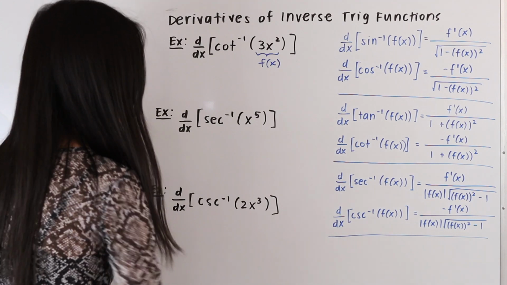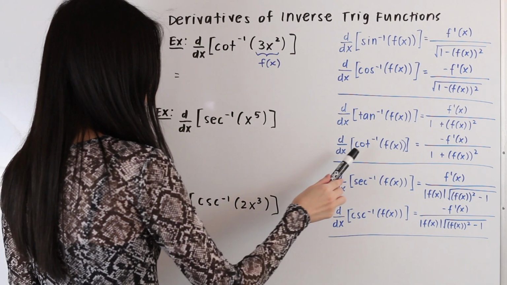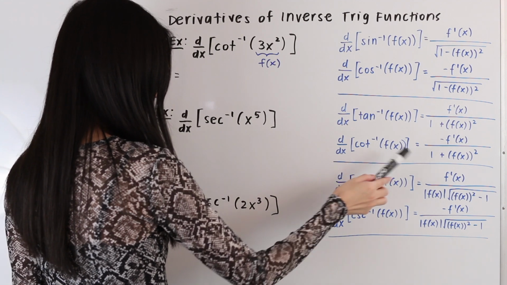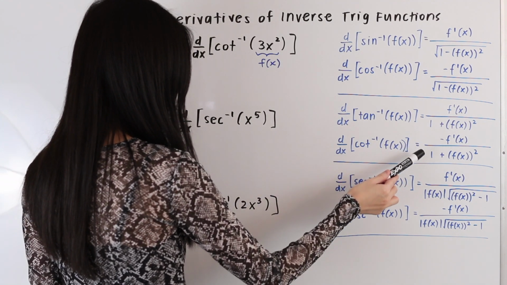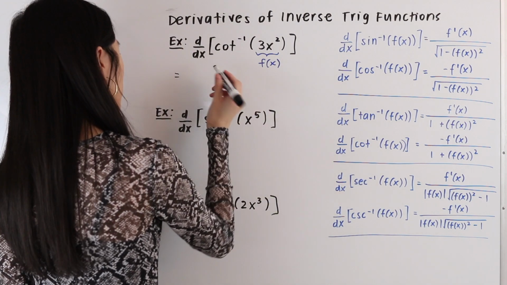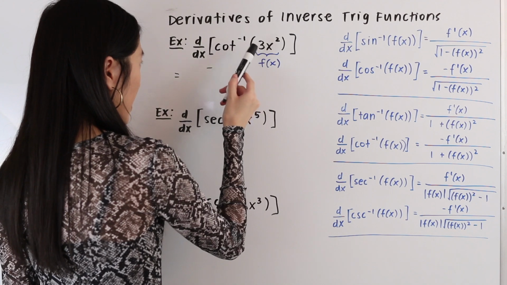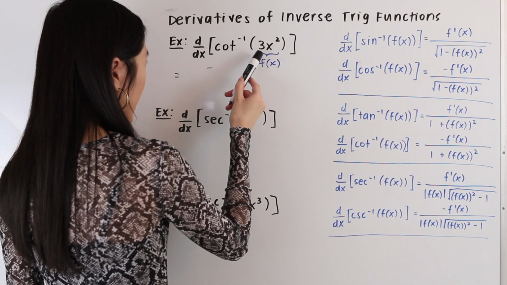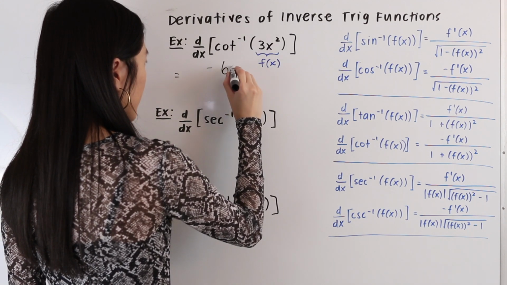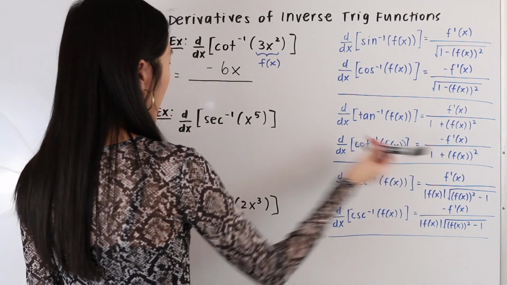And next, let's go ahead and find our derivative. And so the derivative with respect to x of inverse cotangent of f of x is equal to negative f prime of x over 1 plus f of x squared. So let's go ahead and start off by putting a negative sign here. And next, let's go ahead and take the derivative of f of x. So the derivative of 3x squared is equal to 6x. And this is over 1 plus f of x squared.